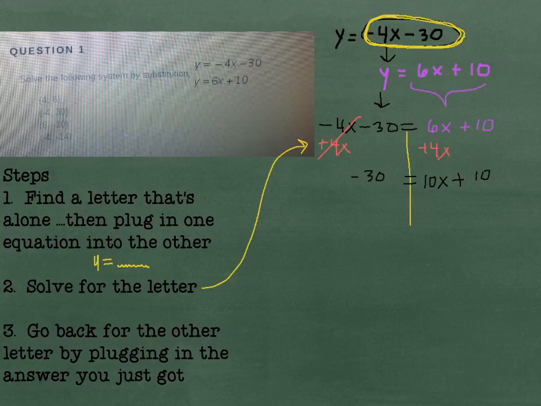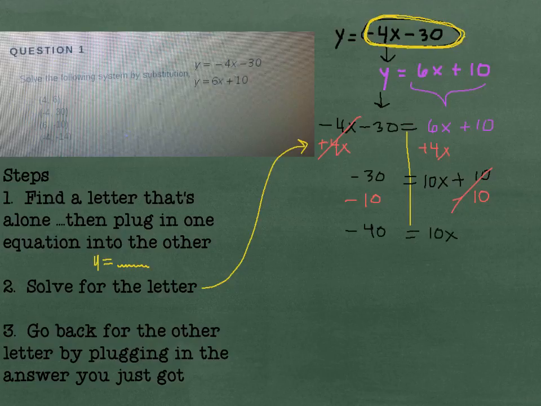Now who's bothering the x? Hopefully you're thinking that the 10s are bothering the x. You have a 10 right in front of the x, and then you have a 10 at the end. Which one should you get rid of first? Hopefully you're thinking the one that's furthest from the x. So this plus 10 over here. What's the opposite of plus 10? How are you going to get rid of this plus 10? The opposite of plus is take away. So I'm going to take away 10 on both sides. The 10s cancel out, and negative 30 minus 10 is going to give me negative 40.